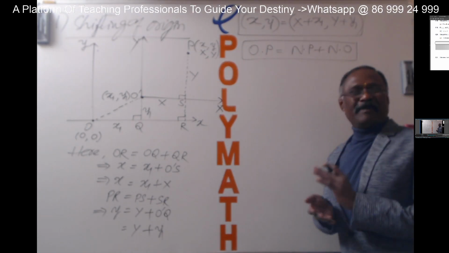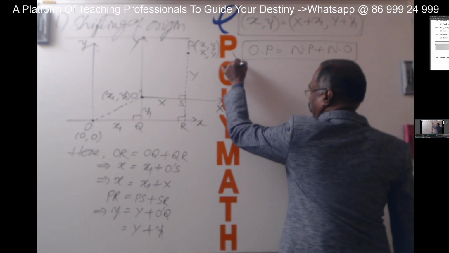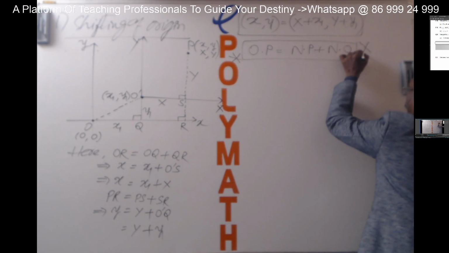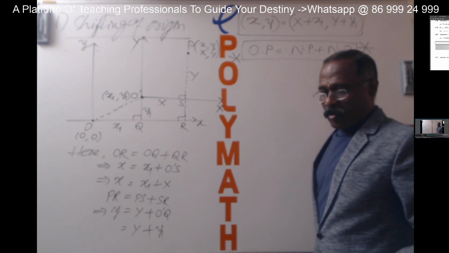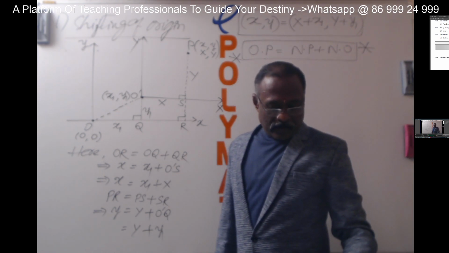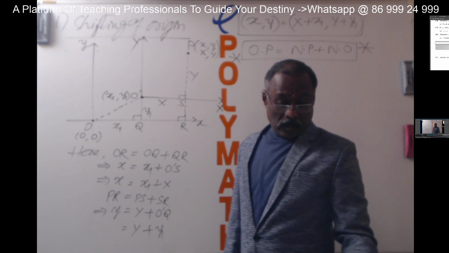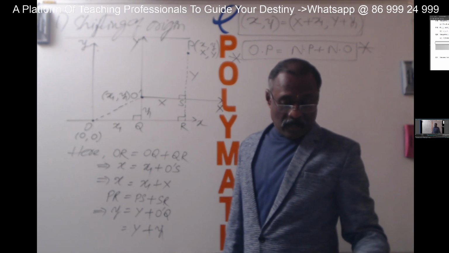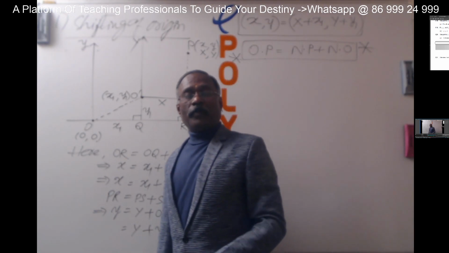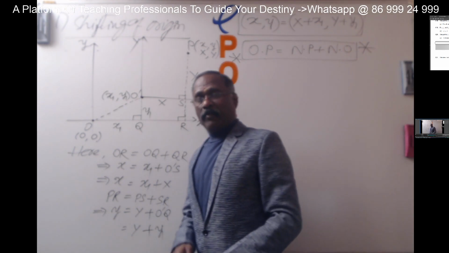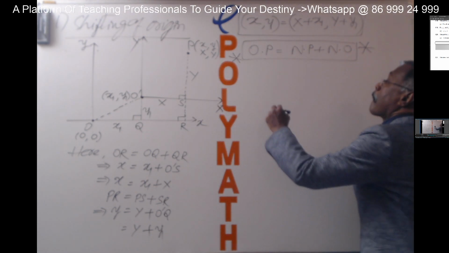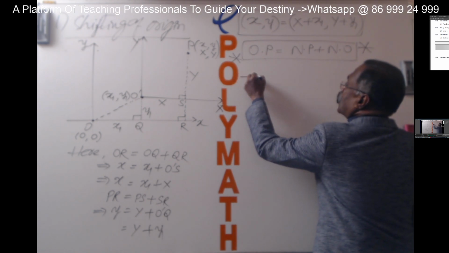So this is to be remembered to work out any problem related to the shifting of horizon, please. What is that? Original point is equal to new point plus new horizon. Now, what are the points that are to be noted in this case?